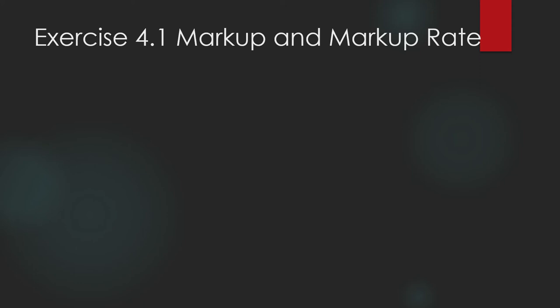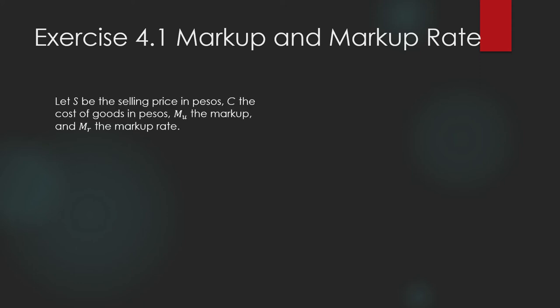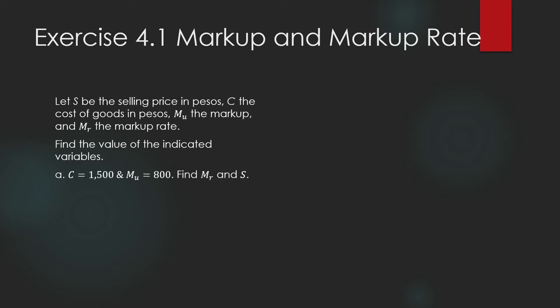Let us answer some problems in exercise 4.1, markup and markup rate. Let S be the selling price in pesos, C the cost of the goods in pesos, M sub U the markup, and M sub R the markup rate. Find the value of the indicated variables. Letter A. The cost is 1,500 pesos and the markup is 800 pesos. Find the markup rate and the selling price. Letter B. The cost is 2,750 pesos and the selling price is 4,000 pesos. Find the markup and the markup rate.